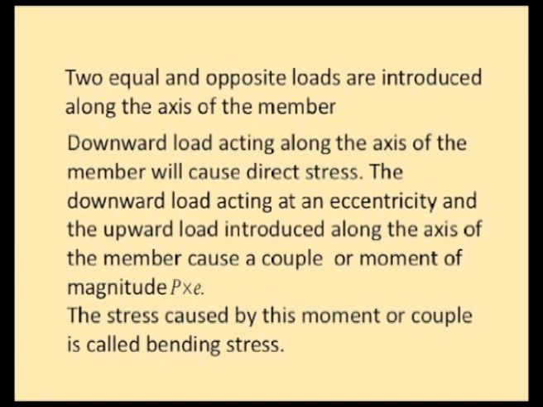So, that is what has been mentioned here. The bending moment of magnitude P into E will be caused if we introduce two equal and opposite forces. The axial load which is acting along the axis downward will cause direct stress, and these two forces, that is the originally applied eccentric load and the upward load acting along the axis, will form a couple of value P into E.